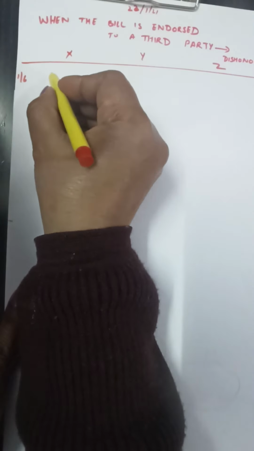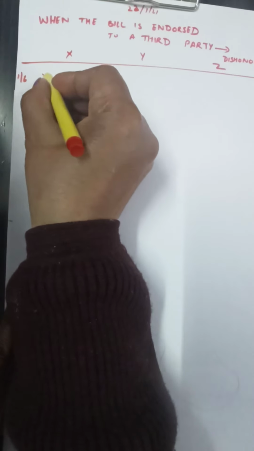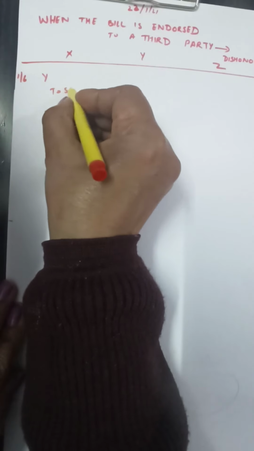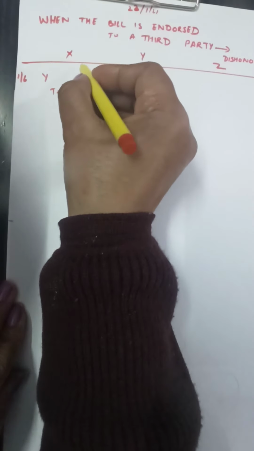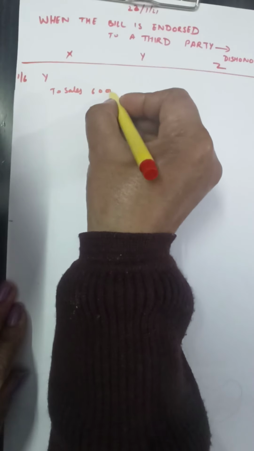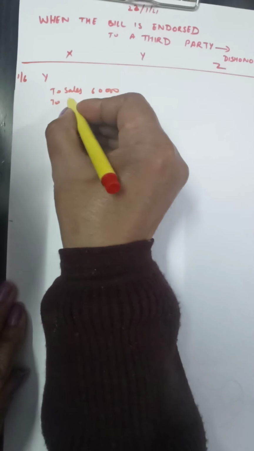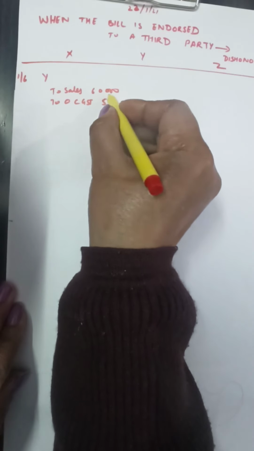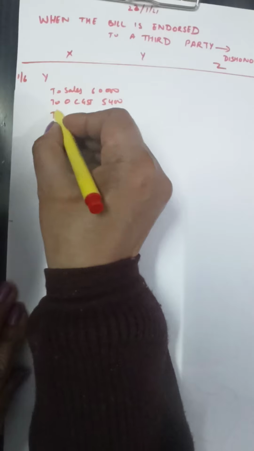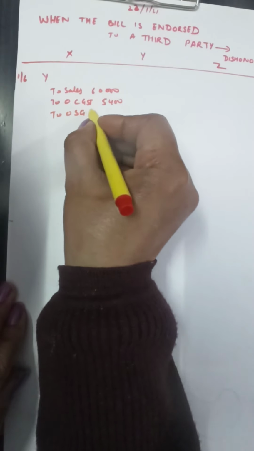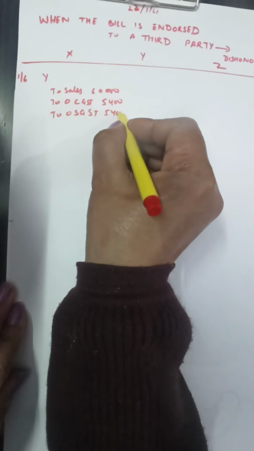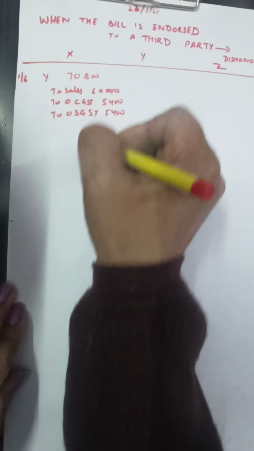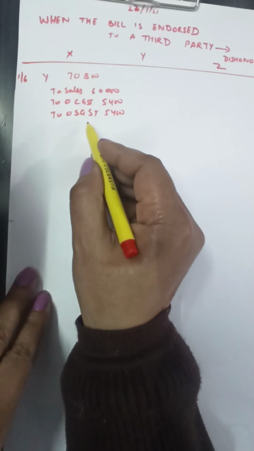1st of June. In the books of X, it is Y who is buying. Y purchased the goods. So Y to sales. Sales is for rupees 60,000. To output CGST, that is 9%, 5,400, and to output SGST, 5,400. So the total amount becomes 70,800. That is in the books of X.